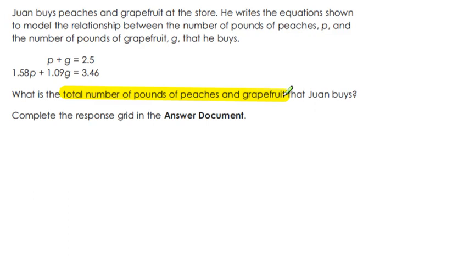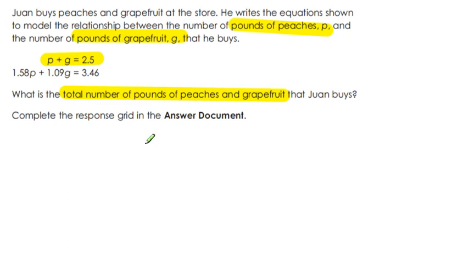Now this is kind of important because typically when we're given 2 equations, we think, oh great, we have to solve it. So we would get our numbers, put them into our matrix, the inverse of A times B, and get the answer. But if we stop and think about this one, it just wants the total number of pounds. Well, the pounds of peaches is P, and the pounds of grapefruit is G. And we see one of those equations, P plus G is 2.5. Well, that's kind of our answer right there.